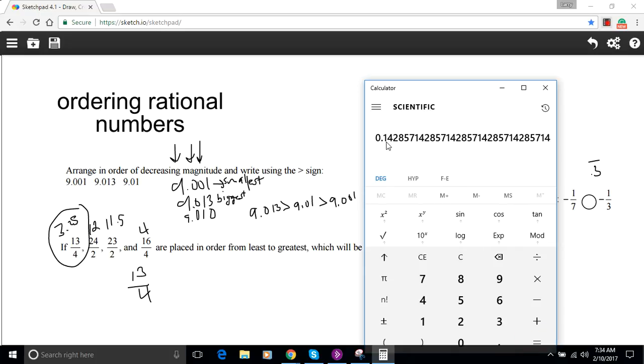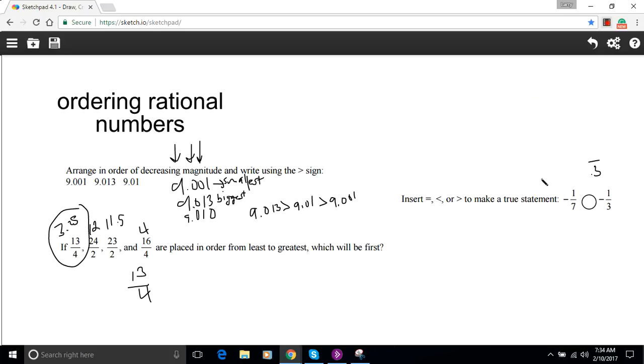That is 0.142857, and then that repeats. Let's just shorten that to 0.14. To compare these, I don't think we need to go any further than that. So 0.14. And actually, these are both negative. So when I look at these now, the first thing I see is that 0.14 seems to be smaller than 0.3, but these are negative numbers. So you have to think about this on the number line. Things kind of get turned around when you're dealing with negatives.